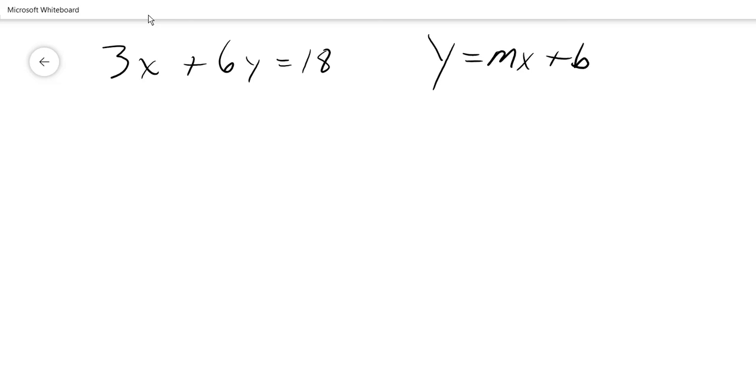the slope, and the number that ends up on the end with no x or y. And if there is no number without an x or y, then it's 0. That will be the y-intercept, where the line actually crosses the y-axis. And we saw that graphed out here just a second ago, but let me show you how it works here. All right, 3x plus 6y equals 18. What I'm going to do is solve for y.